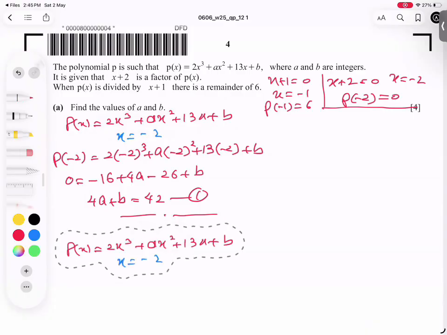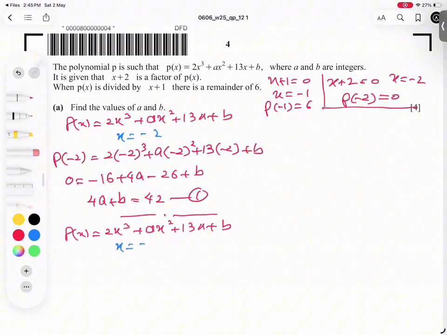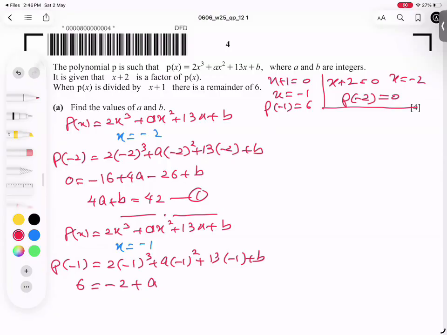I'm replacing every x by -1. So when I put -1 here, -1 here, -1 here, and -1 here, I'm putting 6, okay. And -2 and positive a, -13 plus b. So I'm getting finally a plus b. This is becoming -15. -15 goes there and it becomes 21. So two equations are done. Now we have to solve them simultaneously.